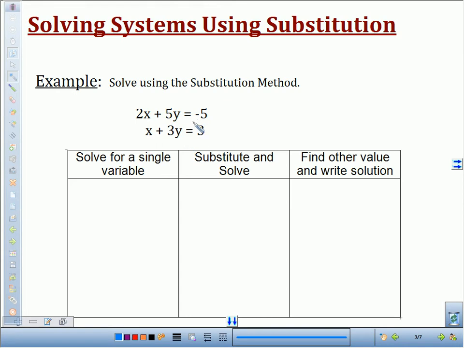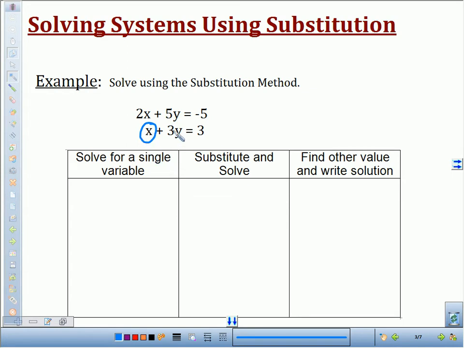What I usually want to do is look at both of my equations and find a variable that it would be easy to solve for. For instance, in this system, solving for this x would be easier than solving for anything else. Solving for this x would require me to divide by 2. Solving for this y would require me to divide by 5. And solving for this y would require me to divide by 3. But solving for the x that I have circled does not require me to divide by anything. So it will probably be easier to do.